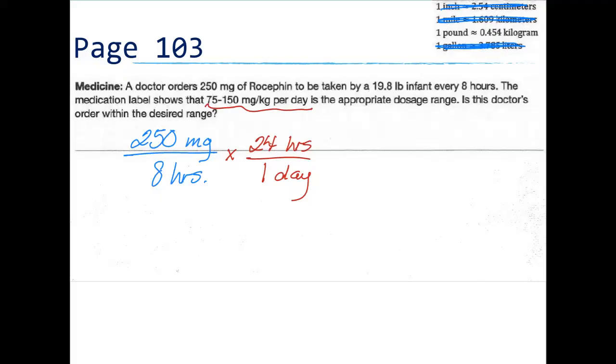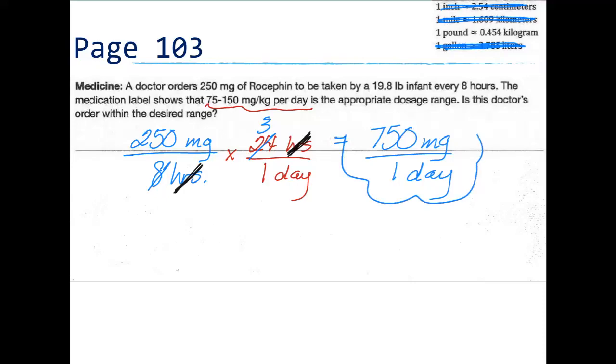So my hours are going to cancel out because you want what's on the top and the bottom to cancel out. And I know 24 divided by 8 is going to be 3. And if you take 250 times 3, you get 750 milligrams a day. Okay, so that's the appropriate dosage for this baby for a day. But we have a range that is appropriate. So I've got to figure out, is this dosage amount in this range?